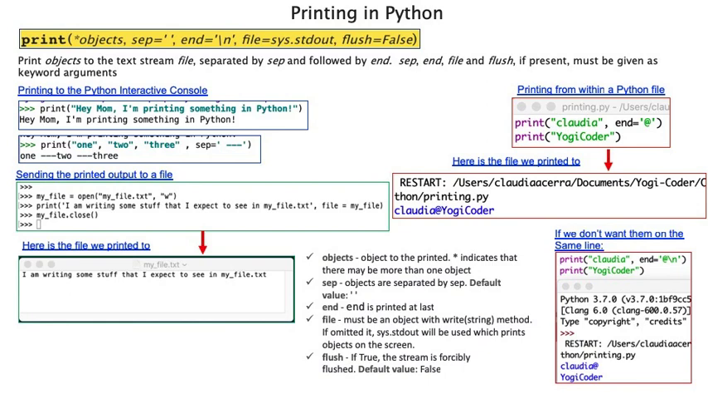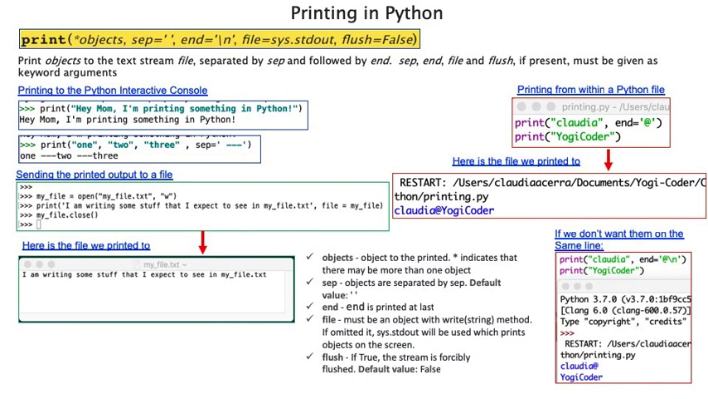So, printing to the Python interactive console. We use print, and since print is a method, no longer a statement as of 3.x, it has to be in parentheses, like any function we'd use in Python. So: hey mom, I'm printing something in Python. It's simply printing that literal string, anything in those quotes.